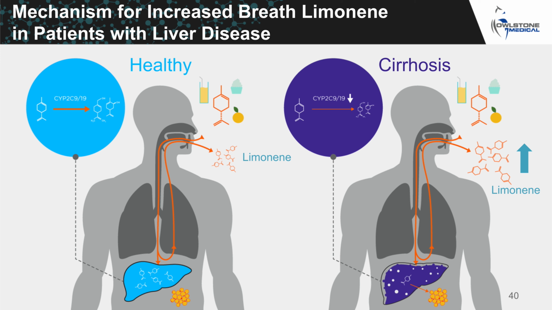So why does cirrhosis increase limonene on breath? Limonene comes from diet, for example, from citrus fruits or flavorings. It is absorbed and metabolized by two liver enzymes, CYP2C9 and CYP2C19. Cirrhosis downregulates these enzymes, meaning that limonene accumulates, which leads to an increase in limonene on breath.